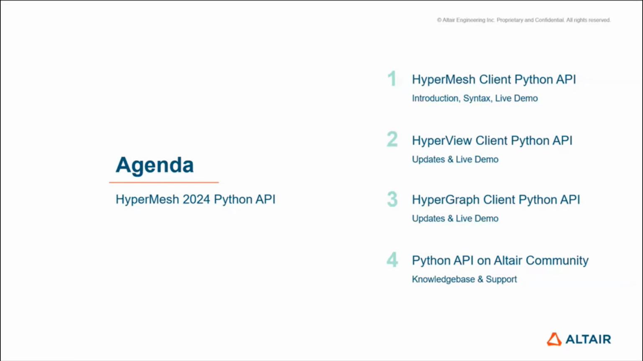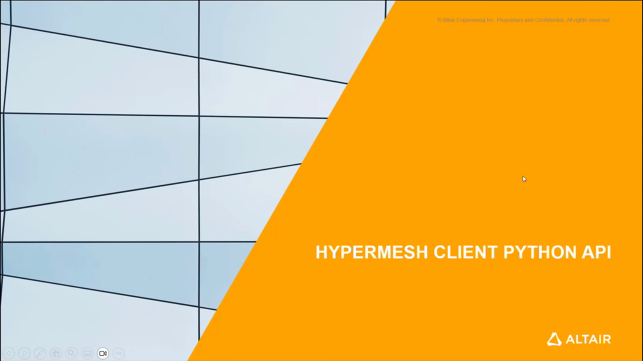As you probably know, the first instance was already introduced in 2023.1. So here in today's session, we'll mostly focus on updates and new features. And we'll close today's sessions with an update from Dimitri on Altair community and our plans with respect to that. Let me start with the HyperMesh client Python API then.